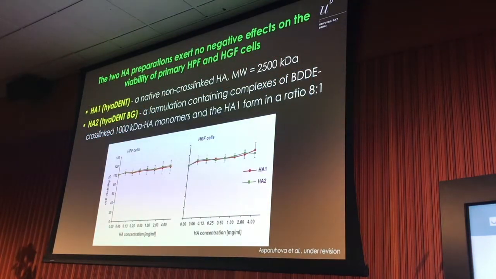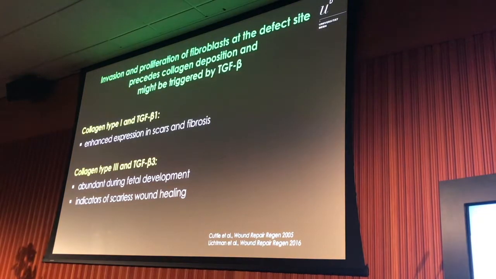And then we also performed some laboratory studies, and this is a study that is under revision with our group. In fact, we used two different formulations. These are the two products. One was a native non-cross-linked hyaluronic acid, and the other one is the cross-linked hyaluronic acid. So both combinations are available for clinical use. And we tested these effects on gingival fibroblasts, so not on periodontal ligament fibroblasts, because we would like to use them also for soft tissue regeneration.